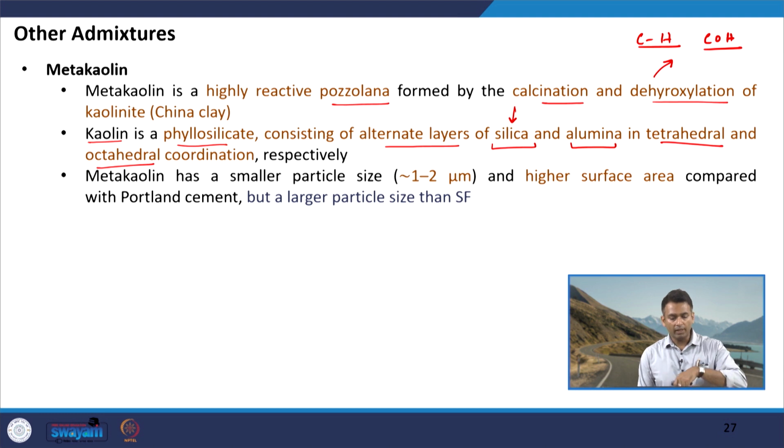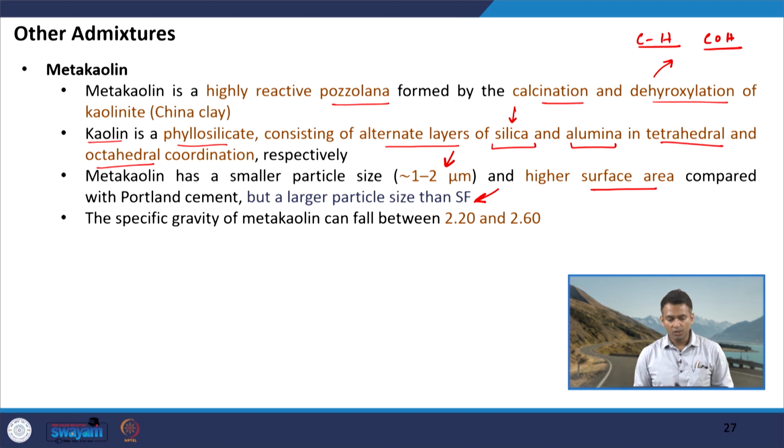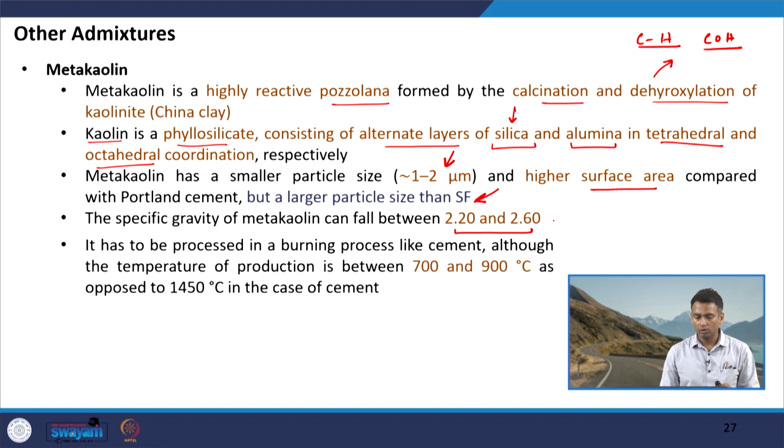So, Metakaolin also has a smaller particle size, somewhere between 1 to 2 micrometers, and we have seen that it is somewhere between silica fume and fly ash type of material, and it has high surface area compared to Portland cement, but it is larger than silica fume. The specific gravity of Metakaolin ranges somewhere between 2.2 to 2.60.